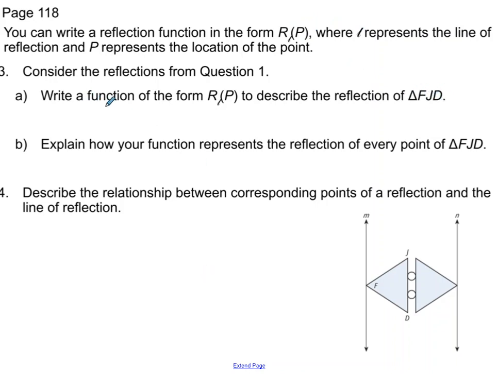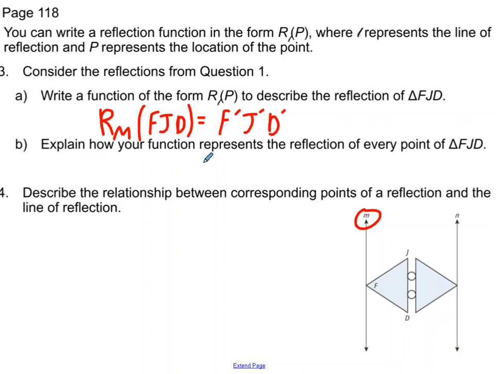So we're going to make the rule for what we just did. So we're going to have a capital R. The line we reflected over was M. And then I put parentheses, and I'm going to put down F, J, D. And then I'll put equals F prime, J prime, and D prime.